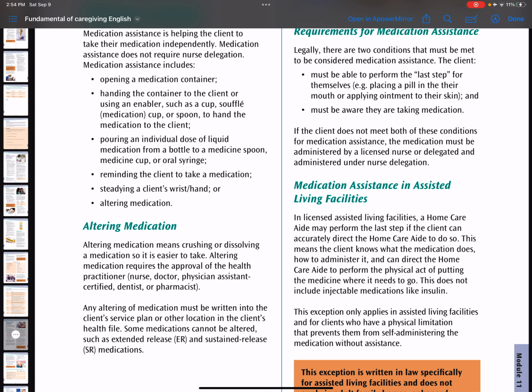Altering medication means crushing or dissolving medication so that the client can take it. Altering medication requires approval of a healthcare practitioner. So any altering of medication must be written in the client service plan or another location in the client health file. But some medication cannot be altered, like extended release or sustained release. You can't crush it. If you crush it, it doesn't serve the purpose of the medication.